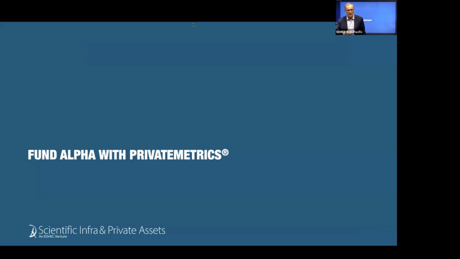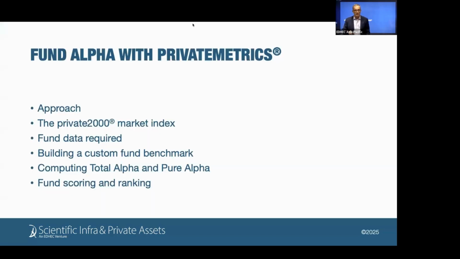So we're going to look at the privateMetrics tools. They've been made available in Excel and amongst other platforms, but Excel is probably the most obvious one. So I'll show you how this works. First, I'll remind you of the approach that we take to calculate alpha, which is the direct alpha methodology. I'll show you briefly what the Private 2000 market index is. So this is the broad market index we're going to use to calculate total alpha.